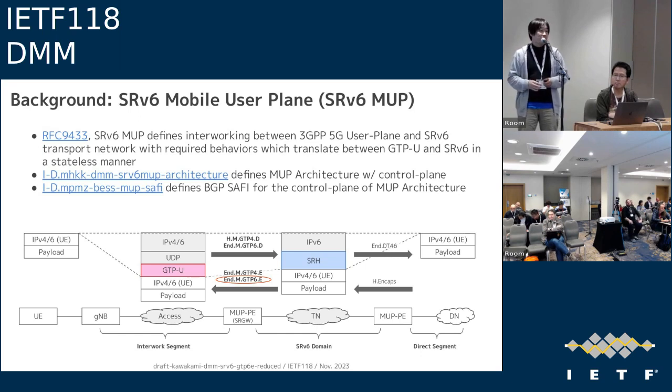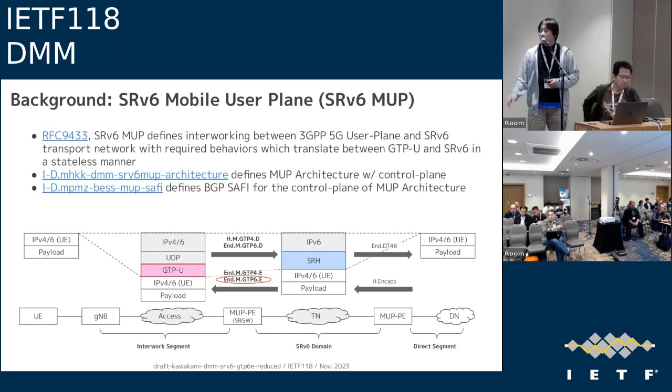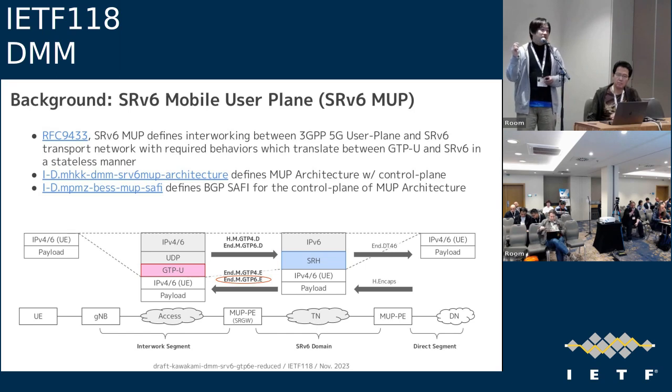Here is a diagram of how the packet is forwarded across the mobile network and the SRv6-based transport network. The GTP packet is translated into the SRv6 packet and vice versa. Today, we'd like to focus on the MGTP6E behavior, which translates the SRv6 packet into the GTP-U packet where the gNodeB address is an IPv6 address.